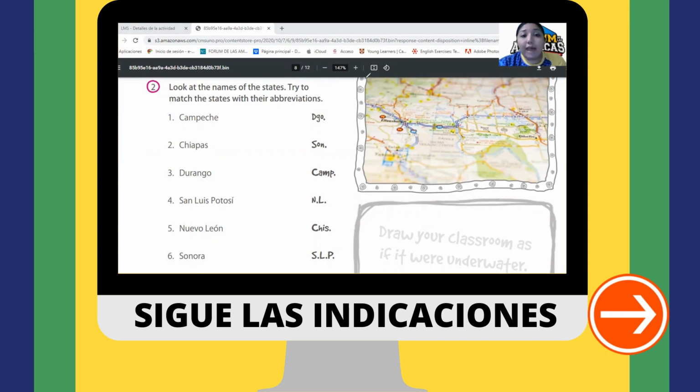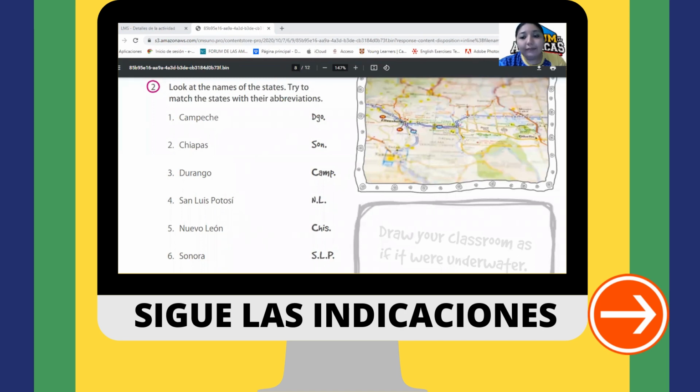You have to match, ok? Which one do you think is the correct abbreviation for each state? For example, I'm gonna help you. San Luis Potosí. This is San Luis Potosí. And what about Durango? Yeah, this is Durango. Can you match the rest of the abbreviations? Okay, I'm pretty sure you're gonna do a great job.